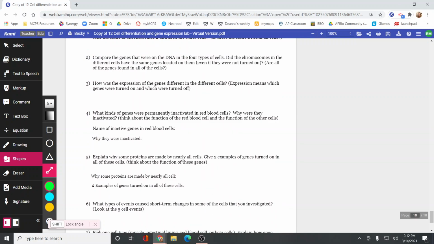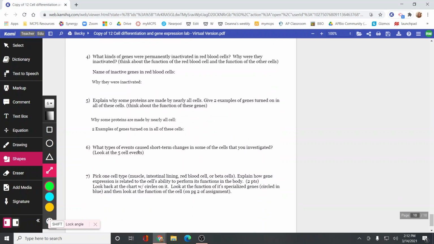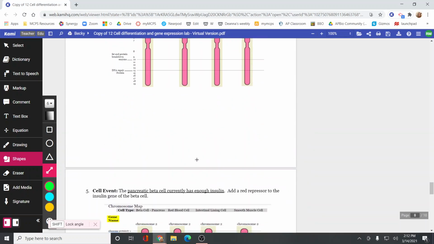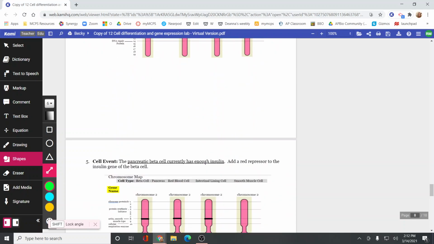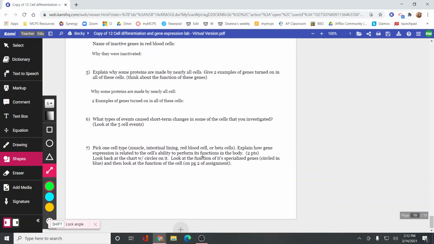Explain why some proteins are made by nearly all cells. Give 2 examples of genes turned on in all cells. So go back to that chart, look at the ones that are orange all the way across. Give me the names of 2 of those genes, and tell me why. Look at their functions. What types of events caused short-term changes? So come up here to the cell events and tell me about some of the things that happened in the body. You don't need to do all 5, maybe give me 2.